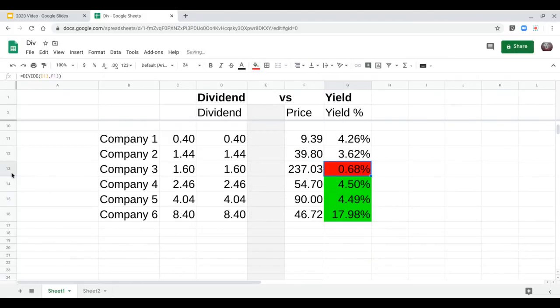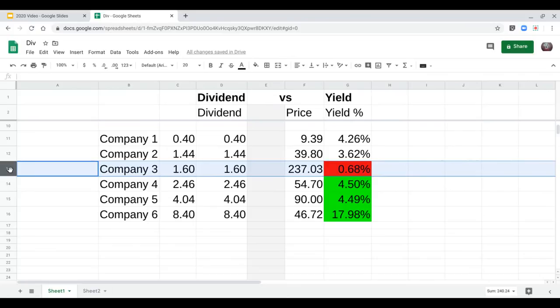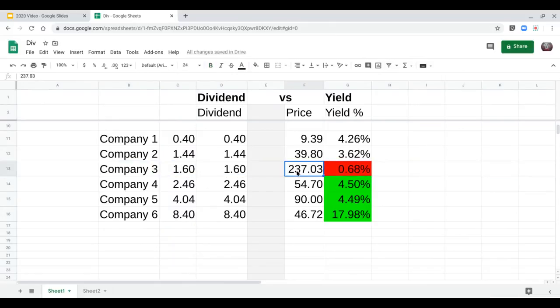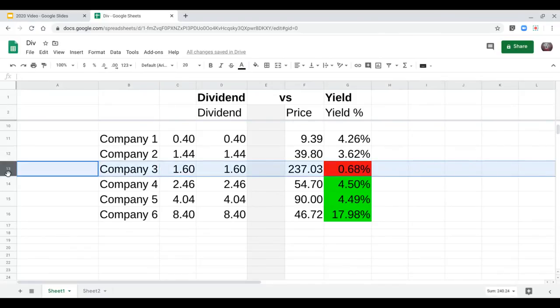All right, let's talk about this real quick. So although 0.68 is the worst dividend, it wasn't the worst in this column. Because if you had focused on the dividend only, you didn't notice that the price of the stock is $237. So you've got to dish out a lot of money just to get $1.60 back. All right, this is why yield is more important than the actual dividend.